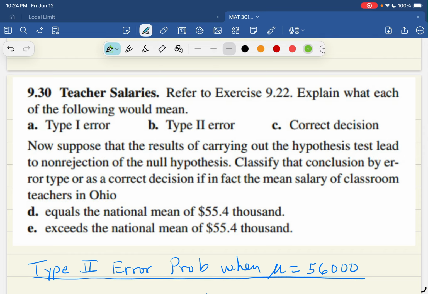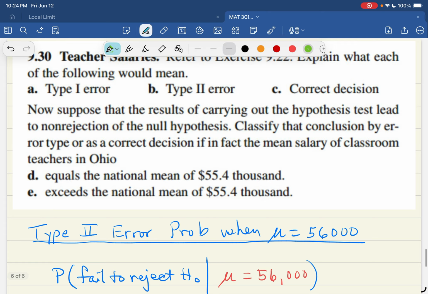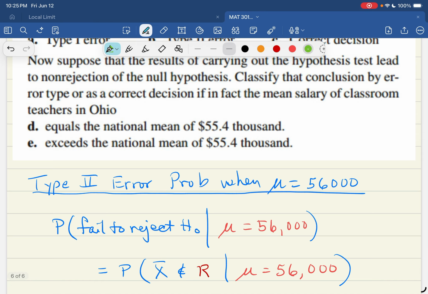So let's assume that mu is actually equal to 56,000, so that the alternative hypothesis is actually true. And remember that in order to make a type 2 error, we're going to fail to reject the null hypothesis even though it is false. In particular, we're going to calculate the probability that we fail to reject the null hypothesis given that mu is equal to 56,000.